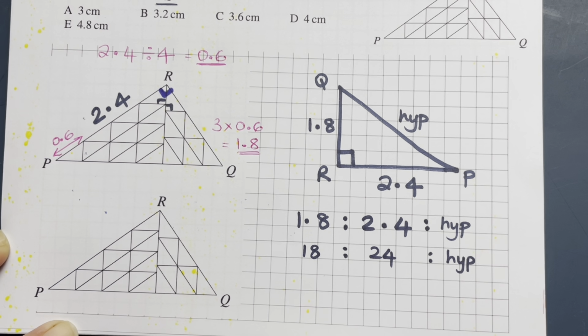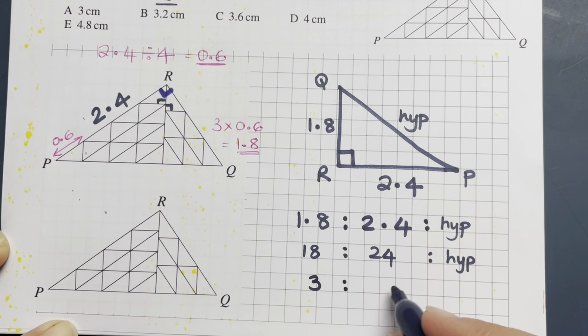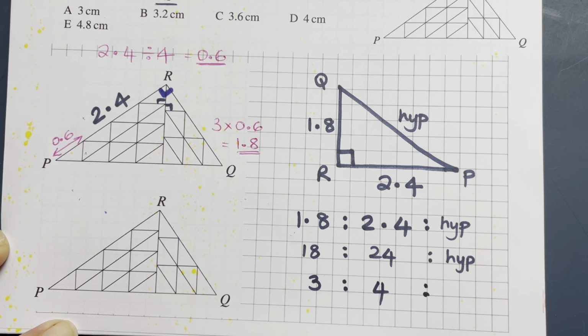Let's simplify those down. Well, they're both in the 3 times table. They're both also in the 6 times table. So 18 divided by 6 is going to give me 3. 24 divided by 6 is going to give me 4. And look, how easy is that? I can use my knowledge of Pythagorean triples, the 3, 4, 5 triangle. So I know that the hypotenuse of a 3, 4, 5 triangle is 5. But we've got to work back to work out what that is.